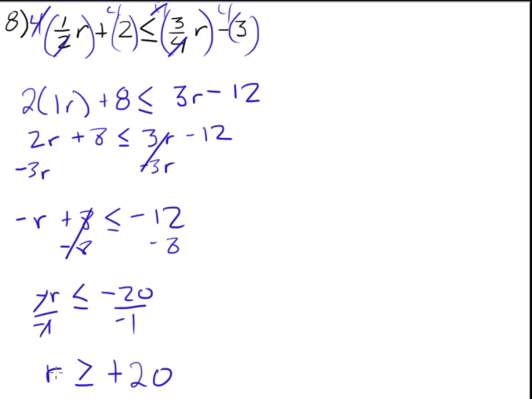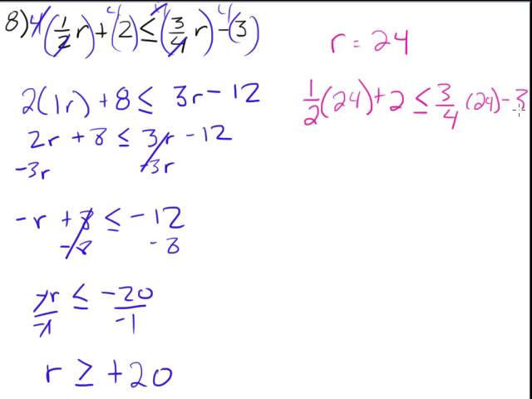So in order to check this, r has to be any number that is equal to or greater than 20. What number is equal to or greater than 20? I'm going to choose 24, because I could see that 24 will work out easily with these fractions. So I have here 1/2. Wherever I see an r, I'm going to put a 24. So 24, add 2, less than or equal to 3/4 times 24 minus 3.